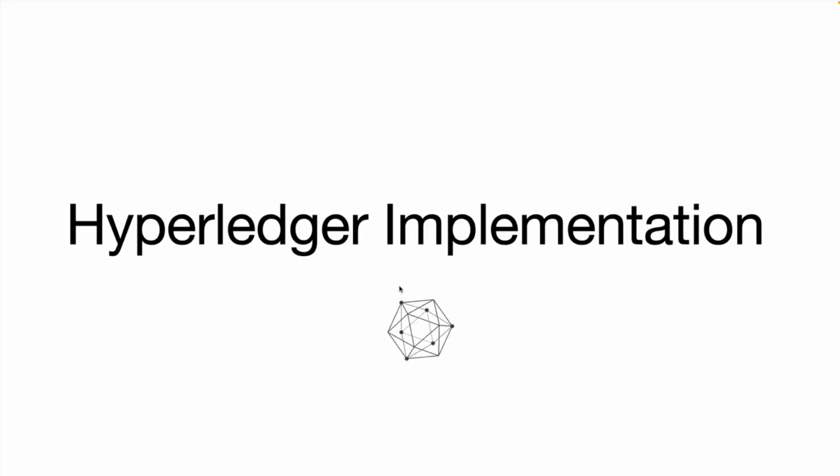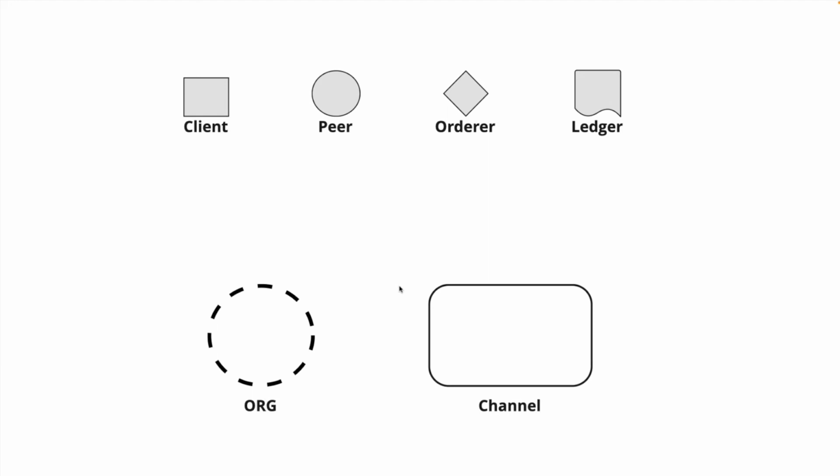Now let's look at how we can implement this. So Hyperledger is a permissioned blockchain network, and we didn't use a public blockchain network because here we know who the entities are. And so in Hyperledger, we have these components. It follows a modular architecture. We have the client, the peer, the orderer, the ledger, and channel organization.